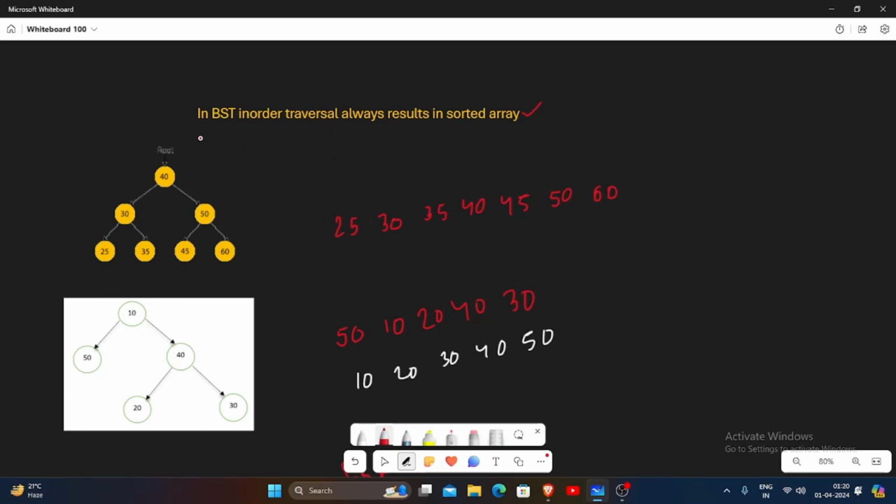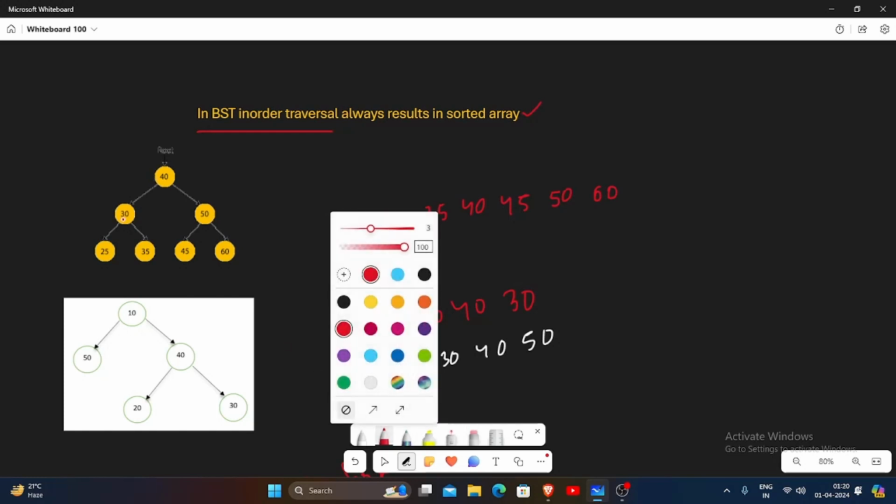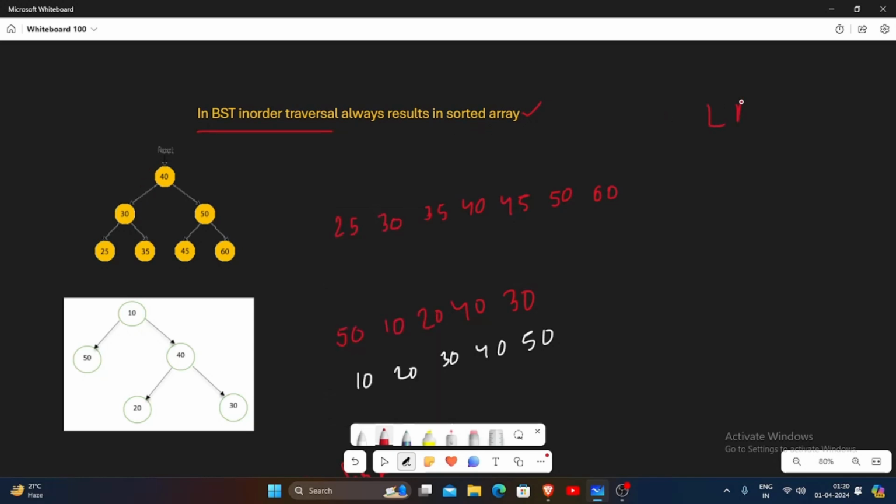So what happens when we do an in-order traversal in a BST? It always results in a sorted array. See this example. And now don't say that you don't know in-order traversal. Okay, let's see. What do we do in in-order traversal? Left, root comes in the middle, and then we have our right. Okay, so this is a BST.